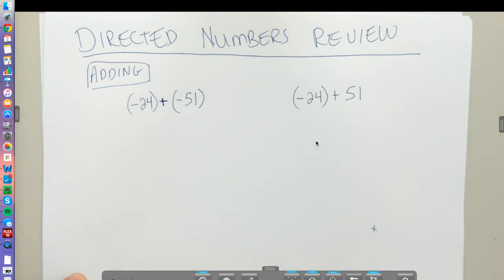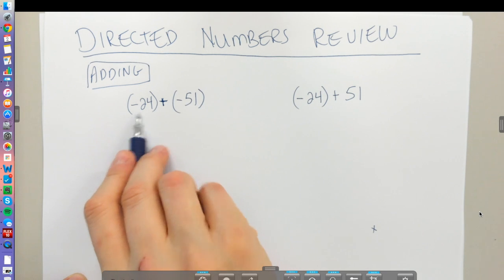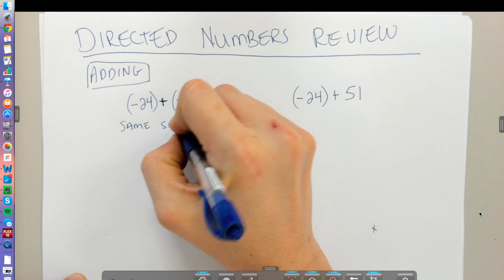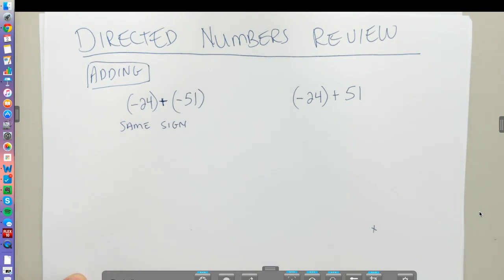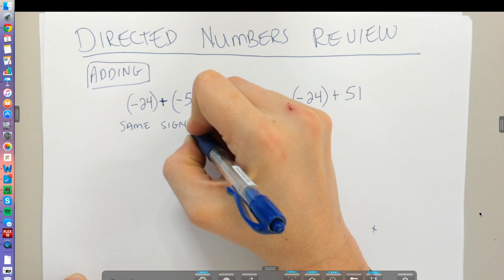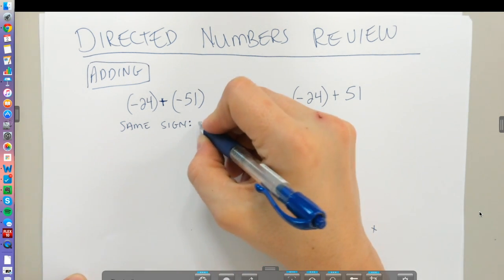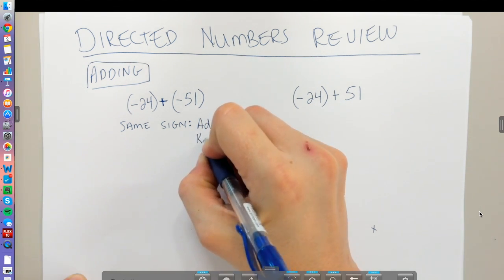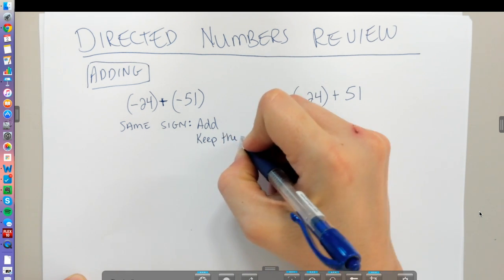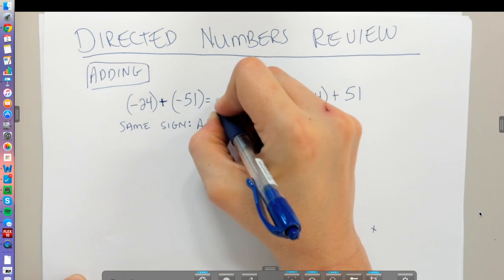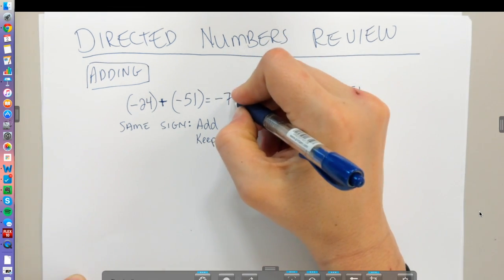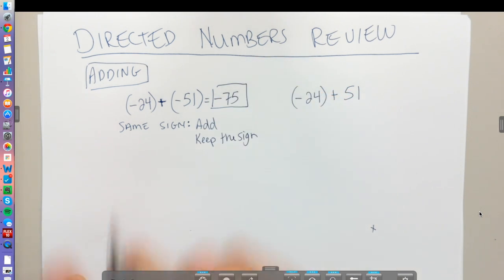So let's write down the rules for doing this. I'm going to call this one over here same sign, because they're both negative. If the things you're adding have the same sign, do you remember what to do? I hope you said that you actually add them, ignoring the sign at first. Just add them together and keep their sign. Keep the sign. So the sign is negative. I'm going to keep that negative sign, and then I just add them. So what is that then? 75. So my final answer is negative 75.